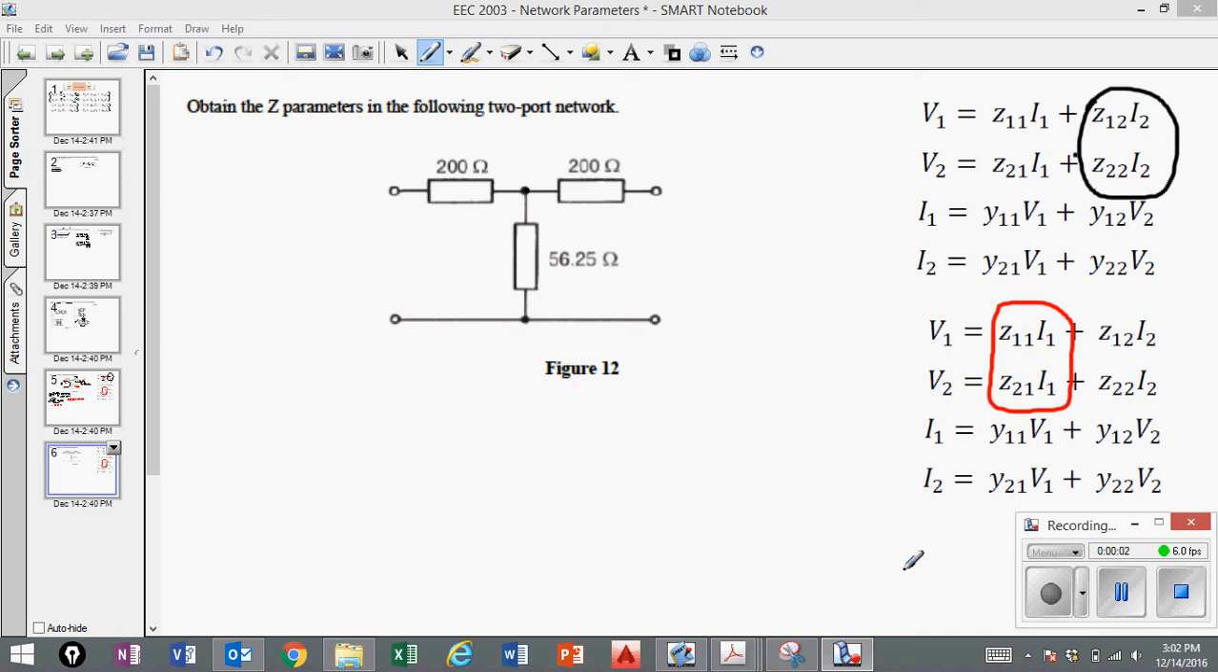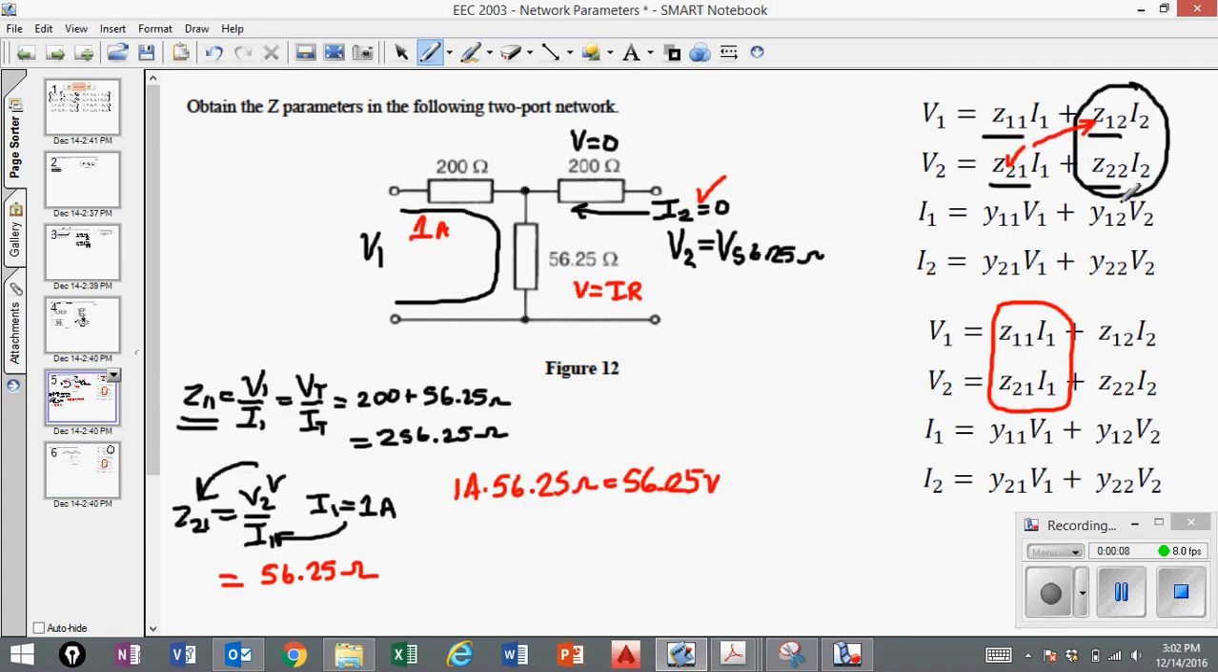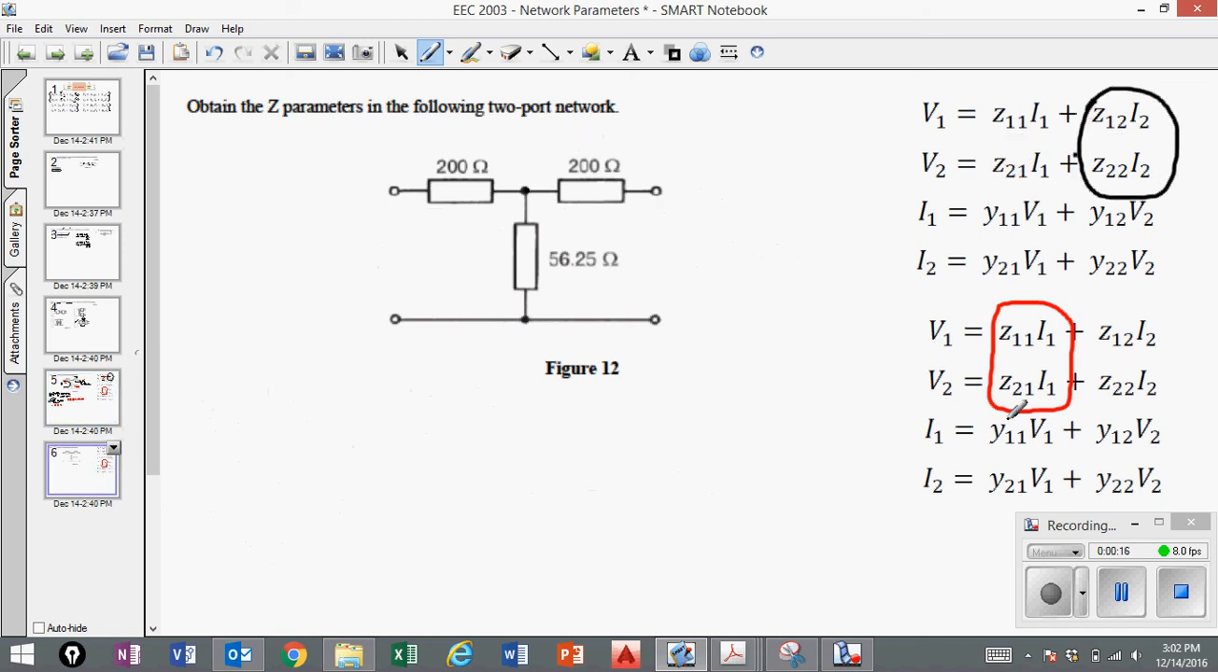Hello class, welcome back. This will be the third and final video for network parameters. Now before, we set I2 equal to 0 so that we can calculate Z11 and Z21. Now we're going to set I1 equal to 0 so we can calculate Z12 and Z22. But we already have the value for Z12, so really the only thing we need to calculate is Z22.